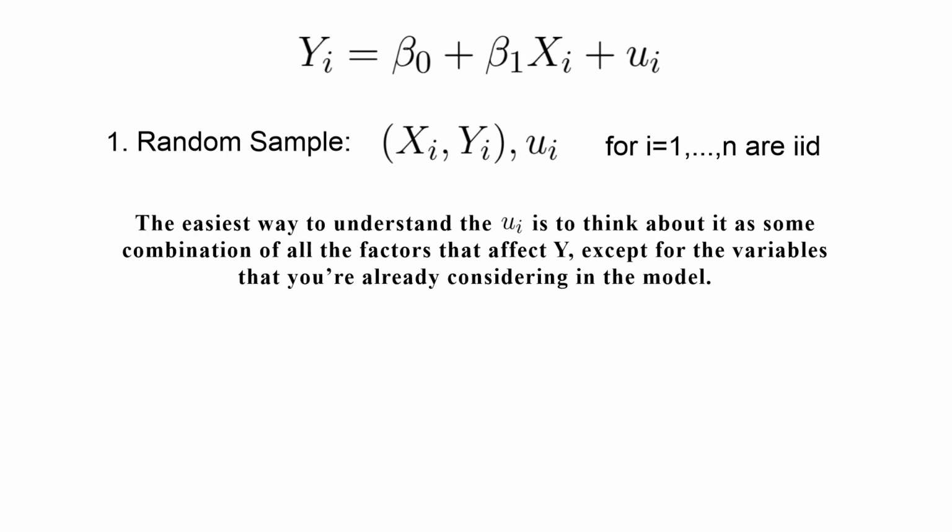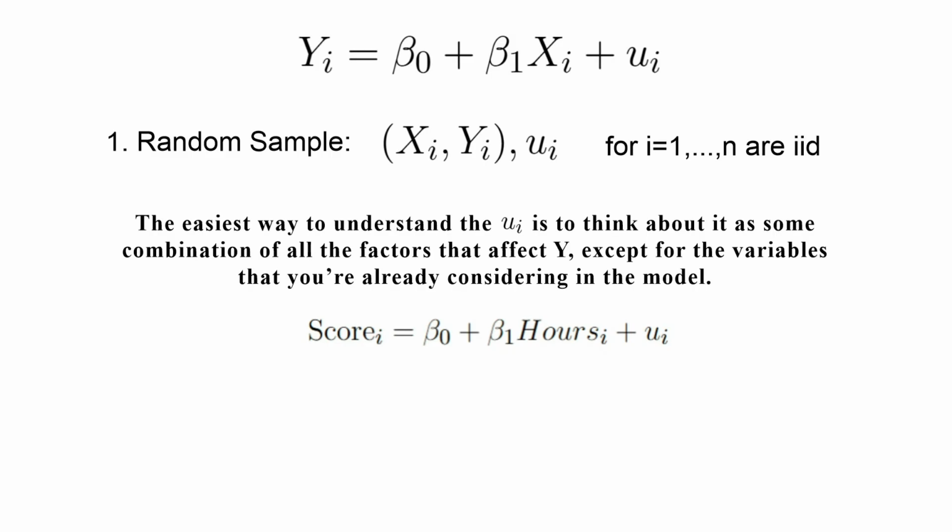The easiest way to understand u_i is to think about it as a combination of all the factors that affect y_i, except for the variables that you are already considering in the model. So y should really be y_i here, the y variable for individual i. And now we'll go over an example to better understand u_i. So this is a model we're considering in our example, with exam score being the y variable and hours of study being the x variable.